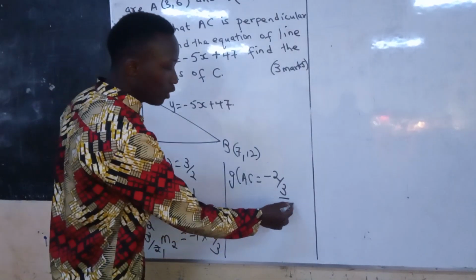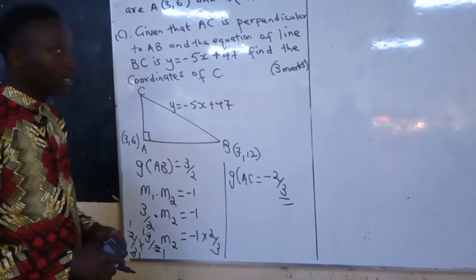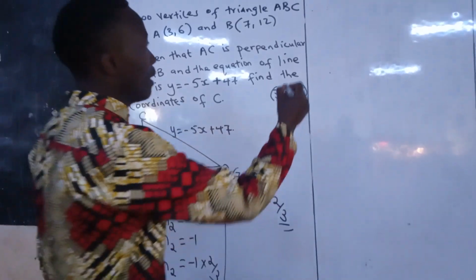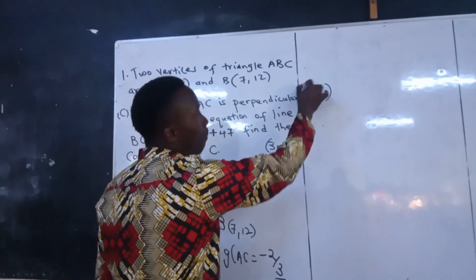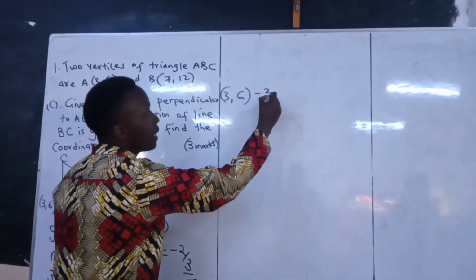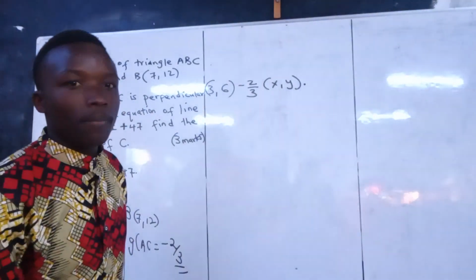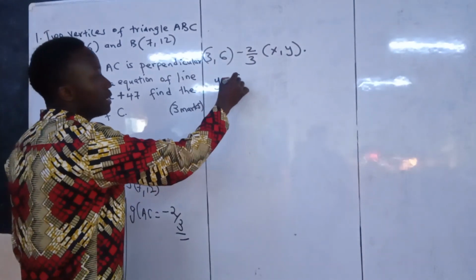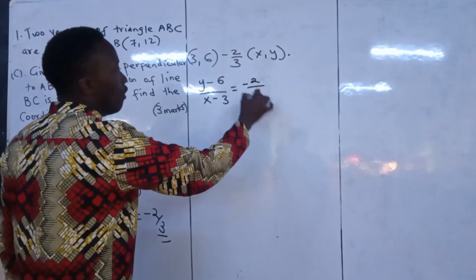Then having the gradient of AC as negative 2 over 3, and they are perpendicular at point A, we can now determine the equation of AC. Our point of intersection is 3, 6, our gradient is negative 2 over 3, and our arbitrary point is x, y. So y minus 6 over x minus 3 is equal to negative 2 over 3.